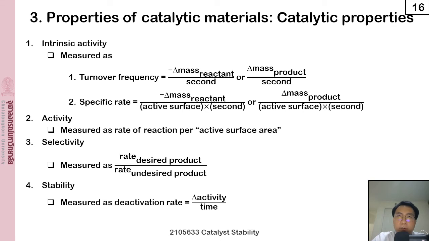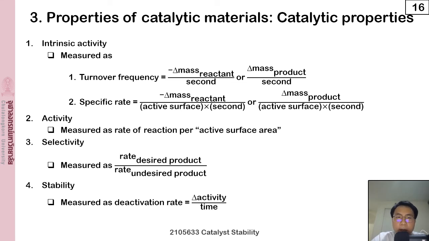Number three, selectivity. Although you have a catalyst which is highly active, if it's highly active towards the undesired product, you will not have a good catalyst. So parameter number three measures how the catalyst proceeds towards the desired product. It's the rate of the desired product over the rate of the rest of the products that you observe in the reactions.